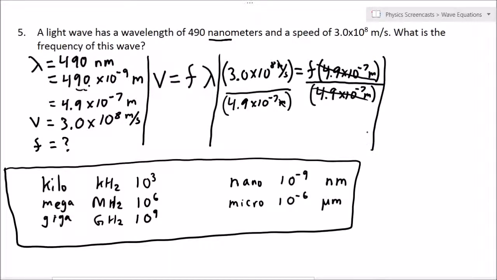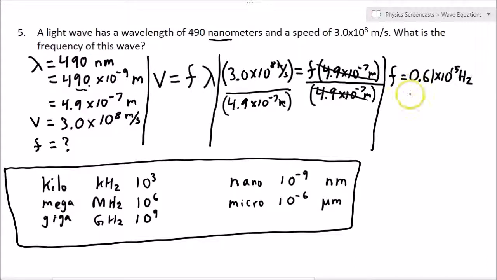And now when we go to solve this, we do have to deal with the numbers, but just like before, we take this base number and divide it by this base number here because it's a division problem. So when we do that, we end up with frequency is equal to, and 3.0 divided by 4.9 is going to be 0.61. So now we have our exponents, times 10 to the 8th divided by times 10 to the negative 7th, and whenever you're dividing exponents, you subtract. So 8 minus a negative 7 gives us times 10 to the positive 15. And we're left with per seconds, which is hertz.